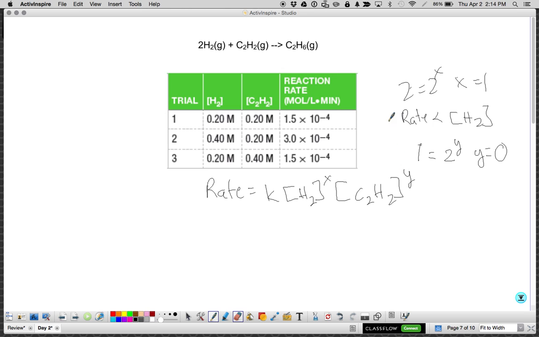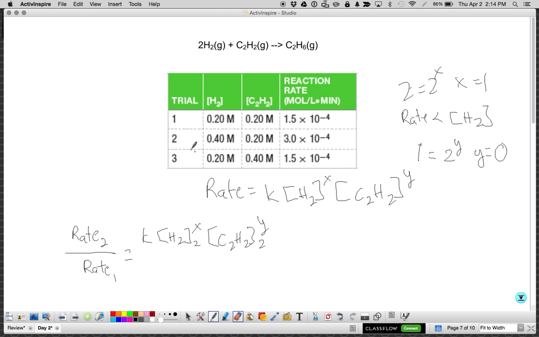If you want to do the nitty-gritty math, I'm going to show you how to do that now. Okay, and it takes a while. All right. So I'm going to do the same thing. I know that I'm going to compare rate 2 to rate 1. Well, I know that rate 2 is k times the concentration of H2 in 2 to the x times the concentration of C2H2 in 2 to the y.